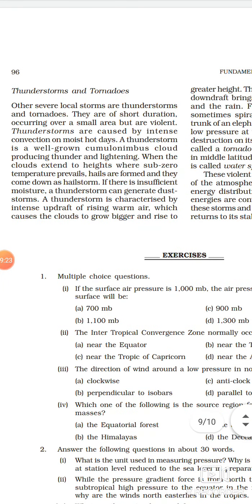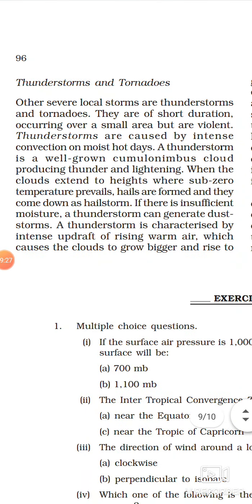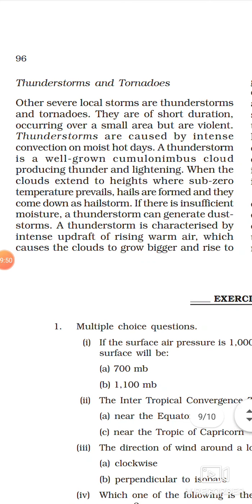Now we have thunderstorms and tornadoes. Let's have a discussion on this also. Thunderstorms are caused by intense convection on moist hot days. A thunderstorm is a well-grown cumulonimbus cloud producing thunder and lightning, and the cloud extends to heights where sub-zero temperature prevails. Hails are formed and they come down as hailstorm.